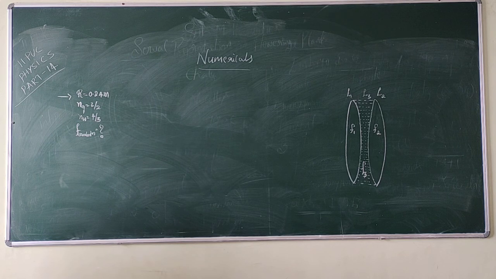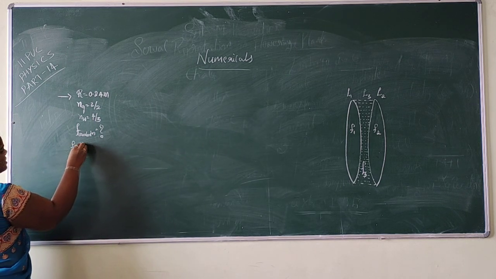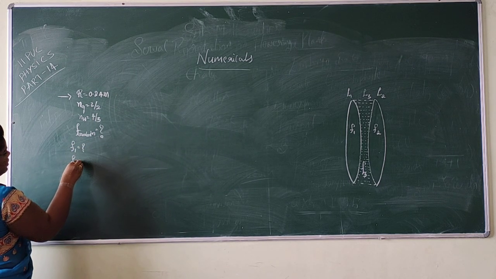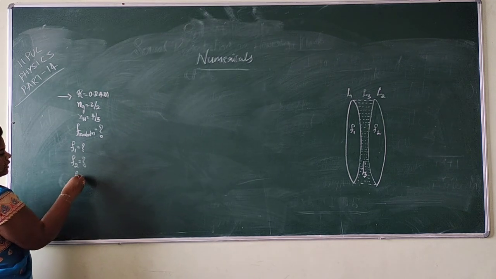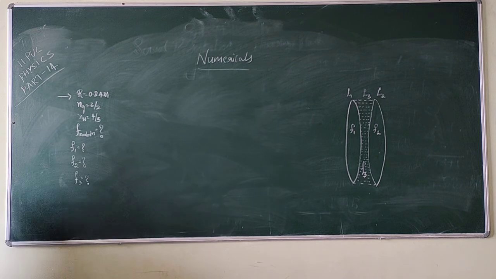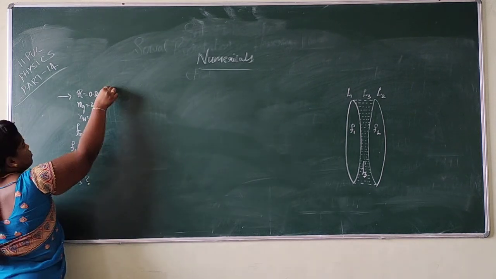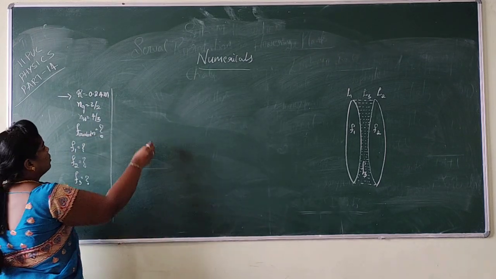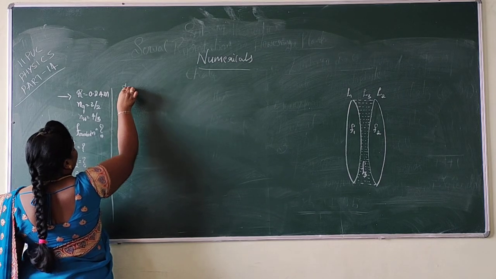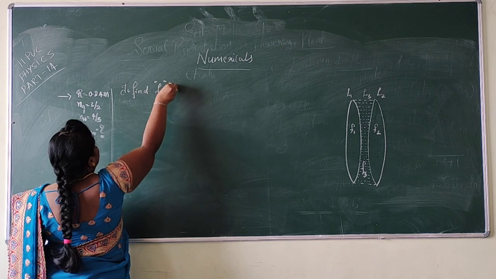To calculate F combination, I want to calculate F1 first. After calculating F1, I should move on to the calculation of F2, and finally the calculation of the focal length F3. So the three focal lengths I want to calculate here. Now let us move on to the calculation of the focal length of the first lens L1. So to find F1, I am just calculating F1.